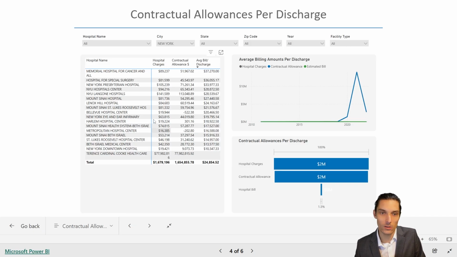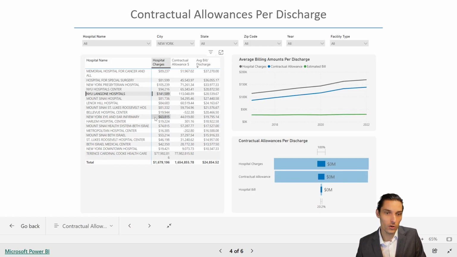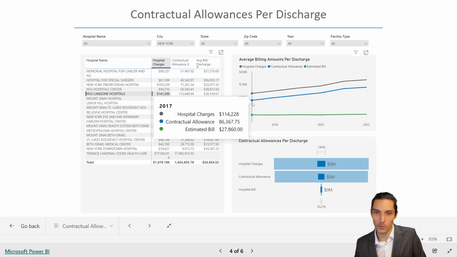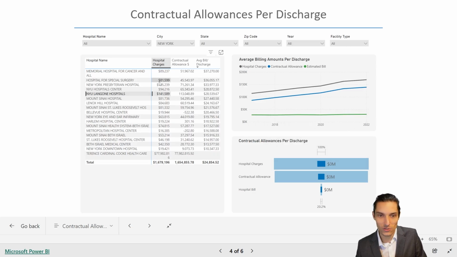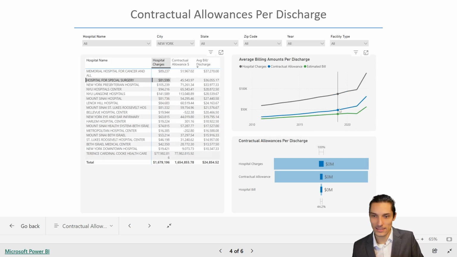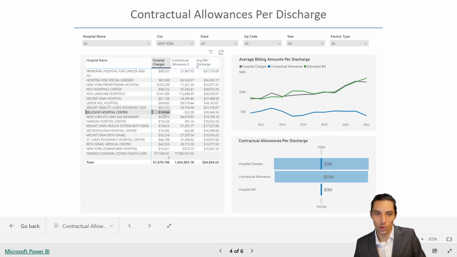So it's quite interesting because then you can see the total charges, you can see their contractual allowances, and then you can see what the cost is on a discharge basis, which is really, really interesting. You can also highlight whatever hospital you want to highlight and see on the other end what your average billing amounts will be per discharge. So you'll have your total charges, contractual allowances, and then your estimated bill. One of the things I find interesting with a lot of these hospitals is that they trend very closely, but sometimes they will look quite different.